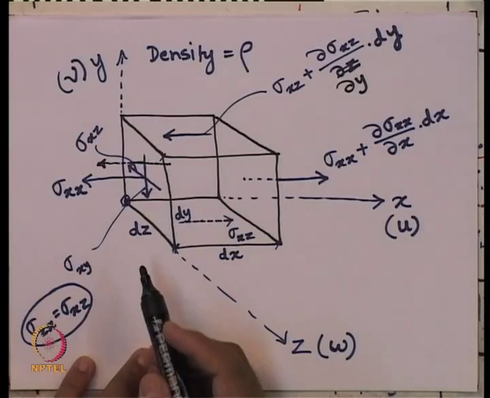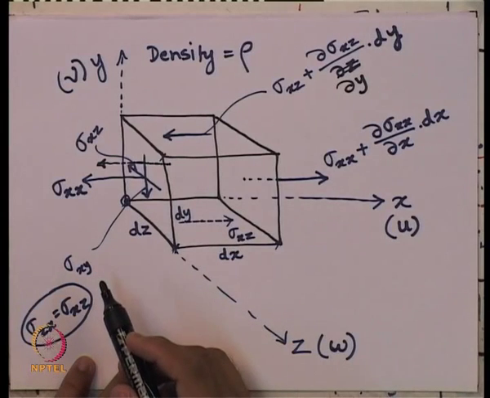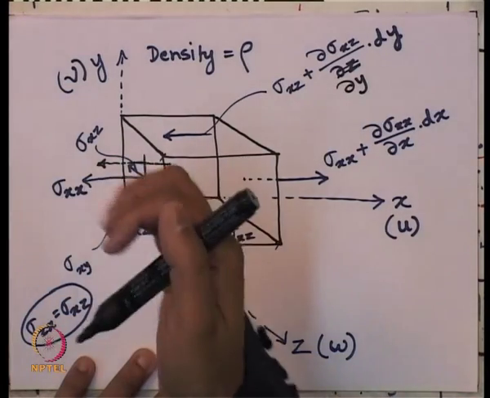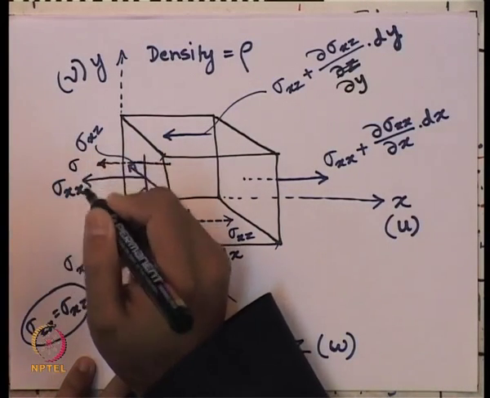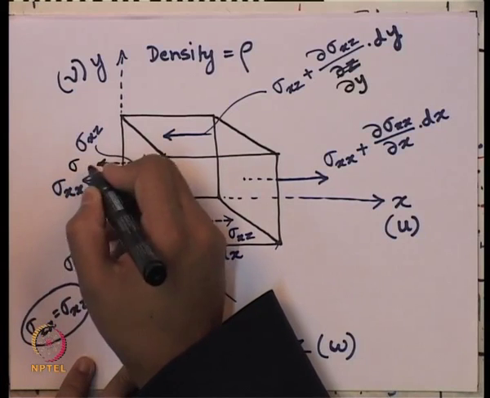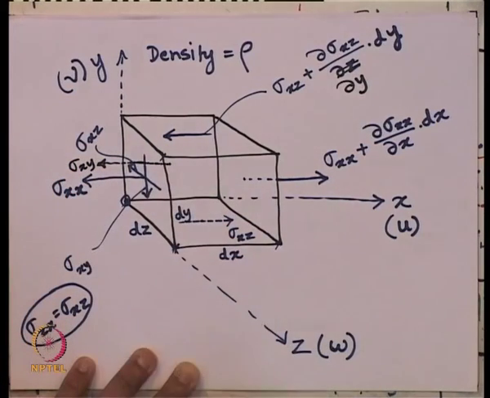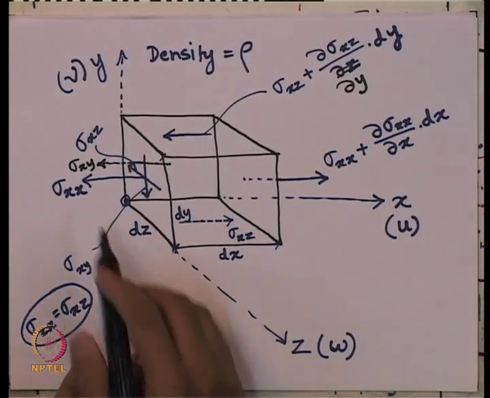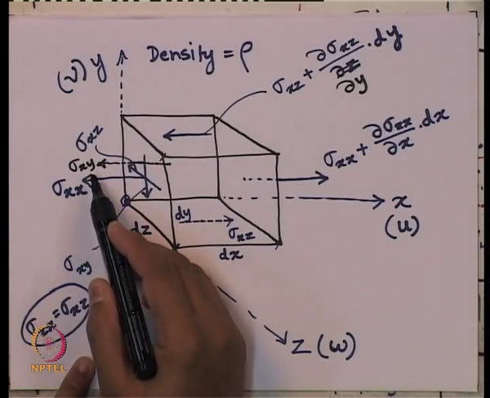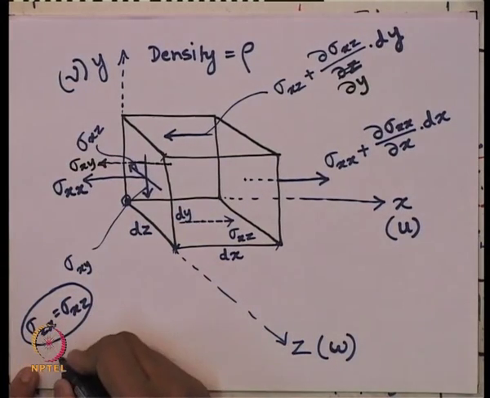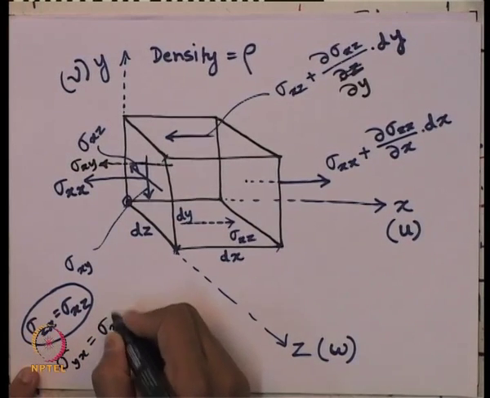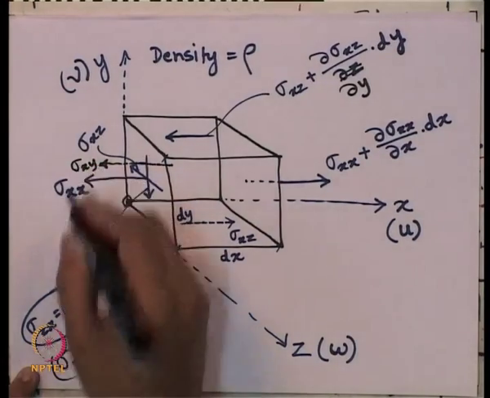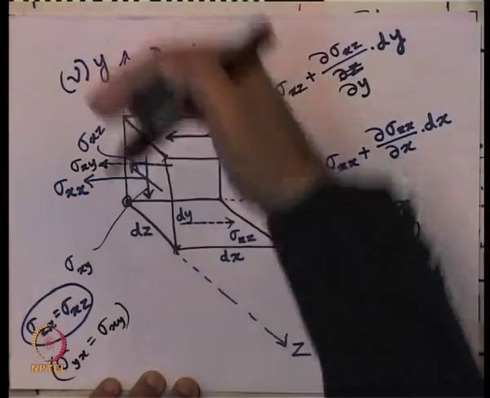So, what should it be, that is on which plane? That is x y plane. Am I right? So, that is sigma, I can write x y. It is essentially sigma y x, because sigma y x equals sigma x y, that is the reason why I could write it as sigma x y. It is on the back side.